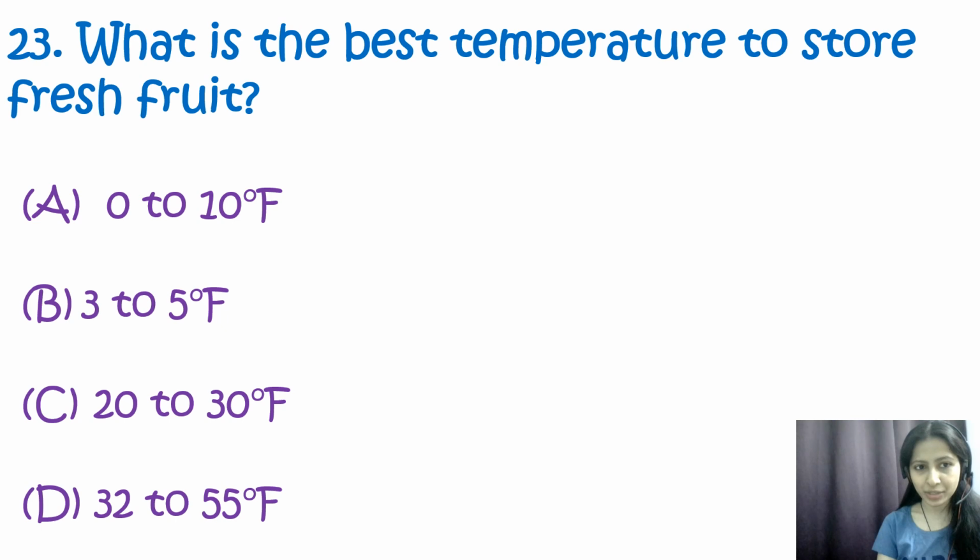So question number 23. What is the best temperature to store fresh fruits? The options are 0 to 10 degrees Fahrenheit, 3 to 5 degrees Fahrenheit, 20 to 30 degrees Fahrenheit, and 32 to 55 degrees Fahrenheit. So over here, the correct answer is 32 to 55 degrees Fahrenheit. Fresh fruit needs low temperature and high relative humidity to reduce respiration, as it slows down the metabolic process. So the most appropriate answer is 32 to 55 degrees Fahrenheit.